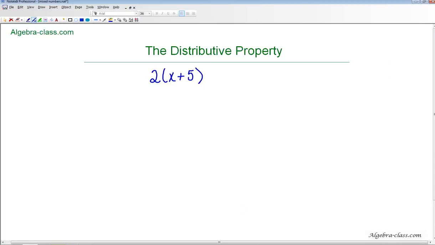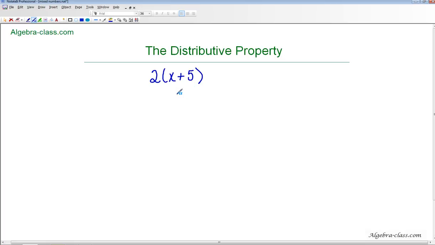In this lesson, we're going to explore the distributive property. The distributive property is one of the most used properties in algebra. We use the distributive property because if you notice in this first example, I can't add what's in parentheses. I have x plus 5. I don't know what x is, and because I don't know what x represents, I cannot add these together.